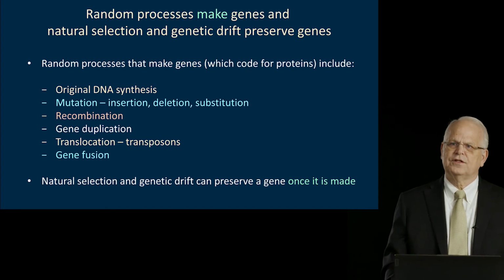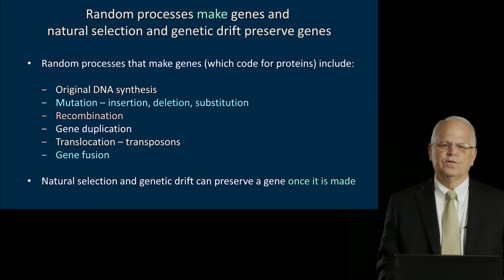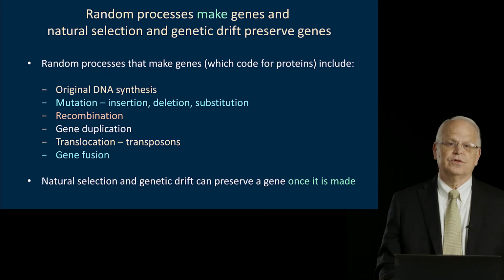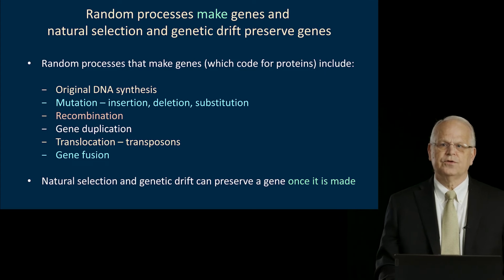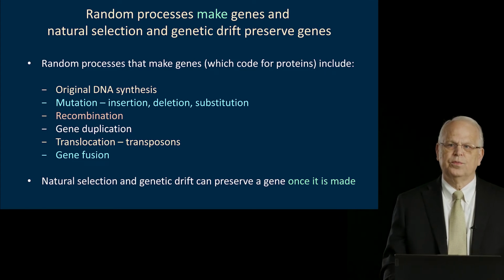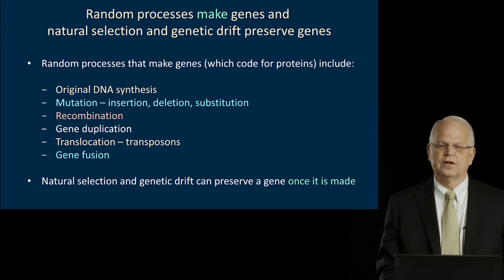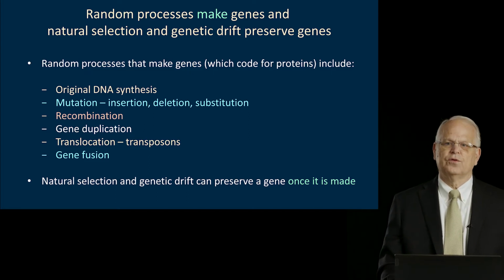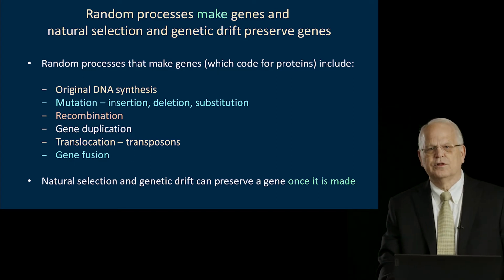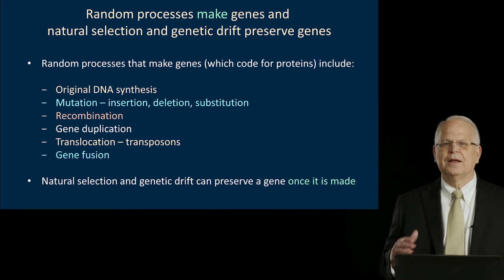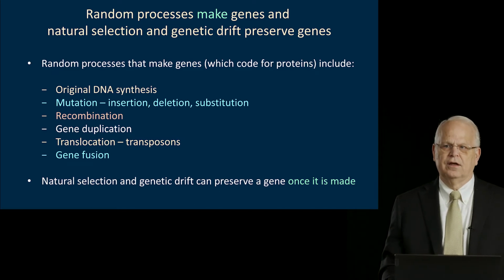So random processes that make genes, and again, genes are what code for proteins. These include the original DNA synthesis, mutation, which has insertion, deletion, and substitution, recombination, gene duplication, translocation with transposons, gene fusion. All these things are random processes that go on, and these help to make and modify genes. Now, natural selection and genetic drift, as we mentioned before, can preserve a gene once it is made. But natural selection cannot make a gene or alter a gene. It can only preserve a gene, and the same is true for genetic drift.